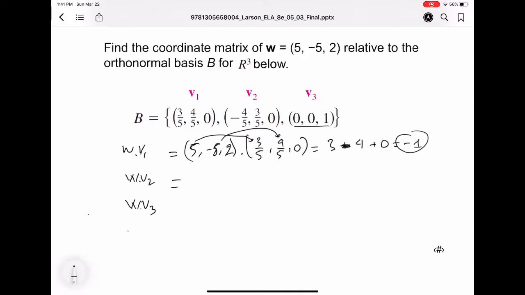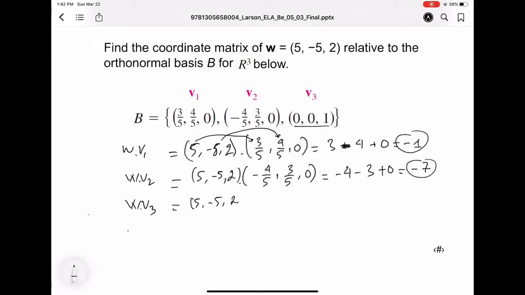And then you calculate the dot product of W with V2: (5, -5, 2) dot product with (-4/5, 3/5, 0). So you get negative 4 minus 3 plus 0, which is negative 7. And then you need (5, -5, 2) times (0, 0, 1), which is 2. You see, you already have the coordinates of W with respect to B right away. You don't have to solve the system. Usually, you need to solve this.